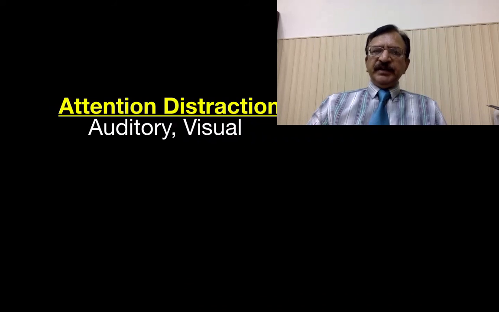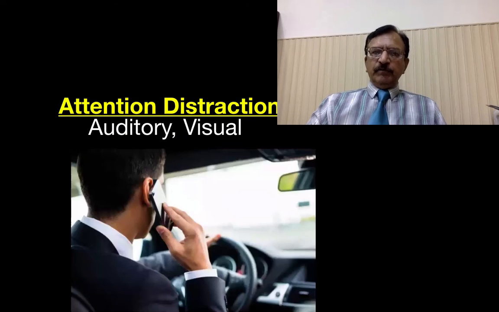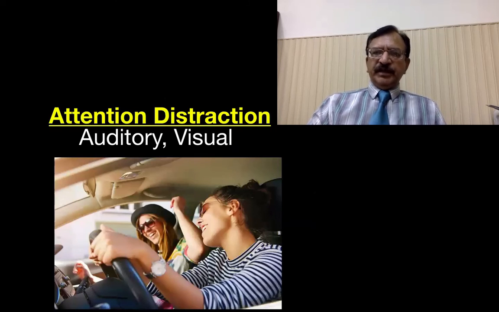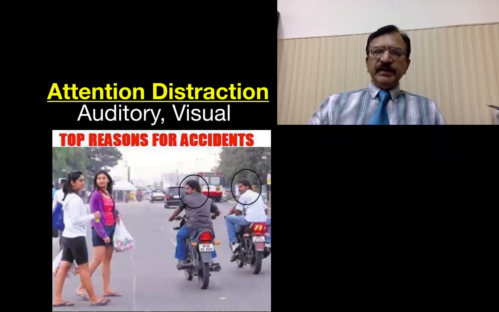Then there can be attention distractions, and these distractions may be auditory or visual. Most common these days, the use of mobile phone while driving is the most important attention distractor. Or listening to music, the attention is diverted toward the music and you get distracted. And for the bikers especially, the visual distraction, they keep on watching around, not concentrating straight. So this can be a risk factor in causation of the accident.